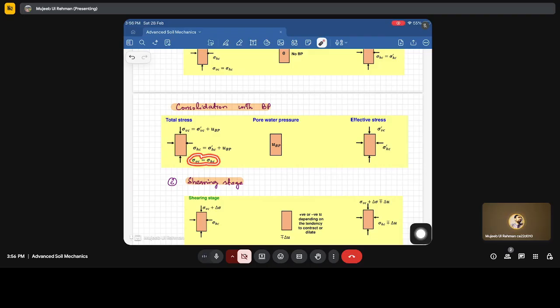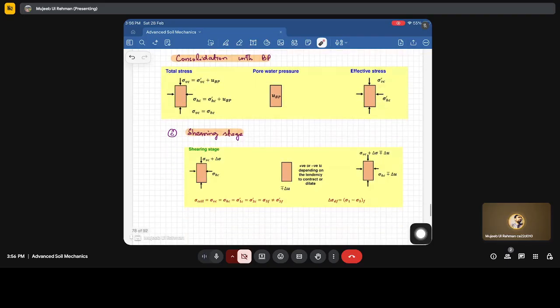Sigma vertical is equal to sigma horizontal, because when we are consolidating the sample, we have to ensure that the all-around stresses are equal. The u back pressure will be the same during consolidation, and the effective stress will be equal to sigma dash VC and sigma dash HC. In the shearing stage, we apply the deviatoric stress for shearing the sample. Depending upon the soil, we will have plus or minus delta u, and correspondingly we will calculate the effective stresses.